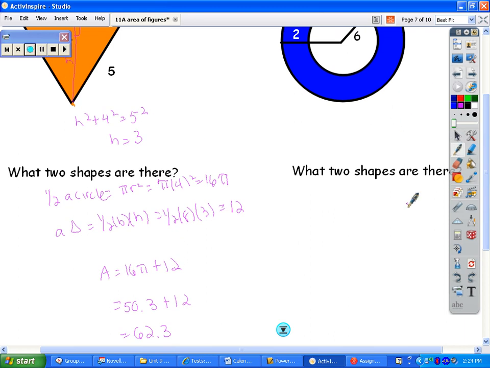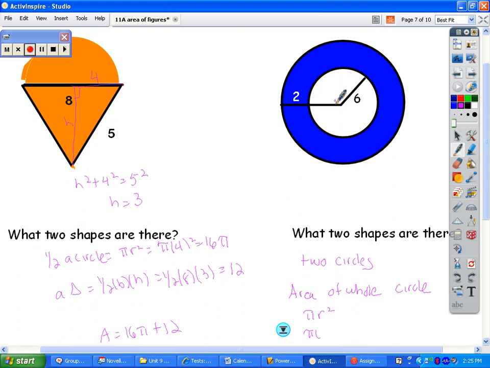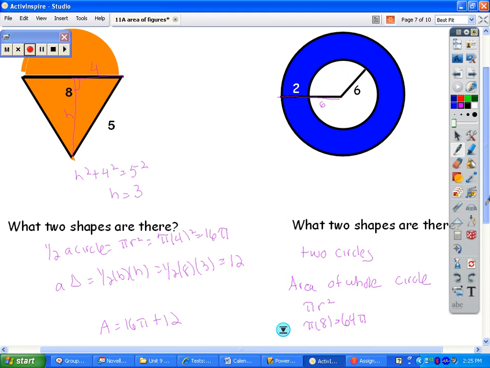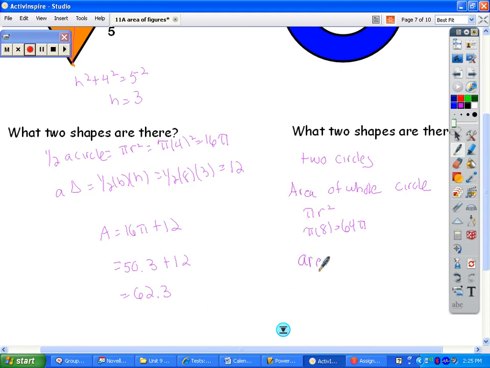So they said, what two shapes are there? We have two circles. So we're going to find the area of the whole circle. So that's pi r squared. Now our radius for the whole circle, if we look at this, would be this whole distance. So this is 6, that's my radius, and then we have 2, so that's 8, and so we have 64 pi. Then we can do the area of the inside circle.